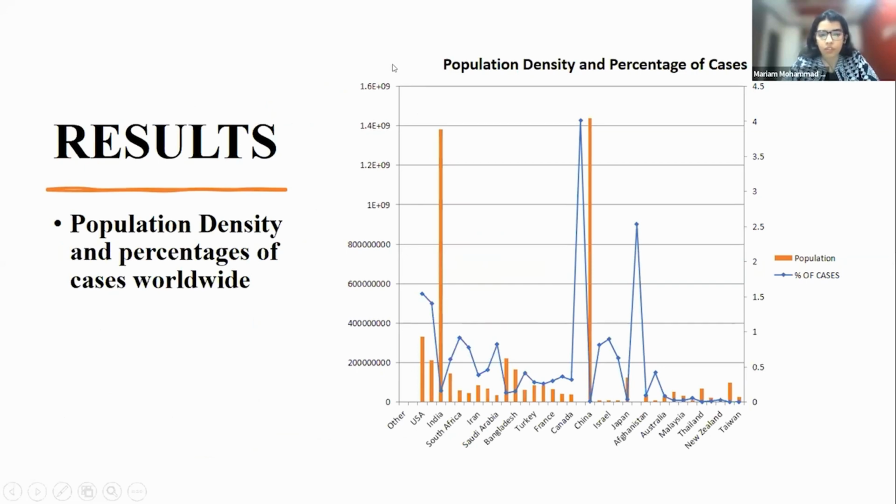So if we talk about the results majorly, you can see that the bar graph represents the population density and the percentage of cases. This figure shows that India and China have the highest population densities, and the percentage of COVID-19 patients in India was very low by that time as compared to China. The USA population density was low, but the percentage of COVID-19 patients was very high. Japan was also considered to have high cases of COVID-19.